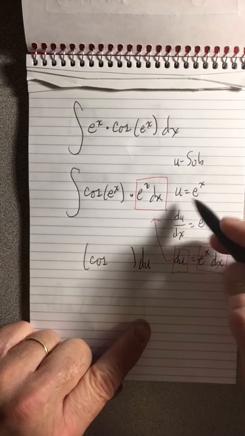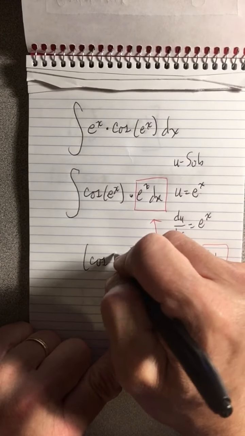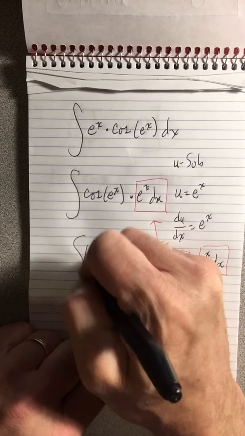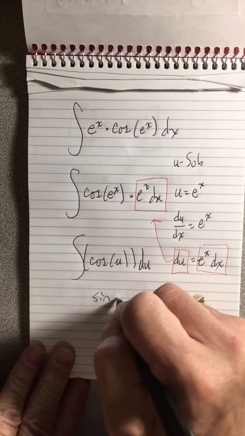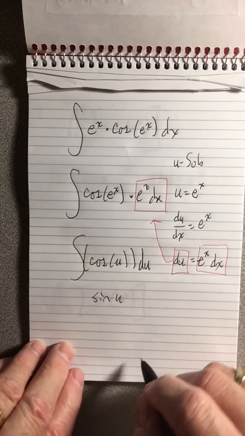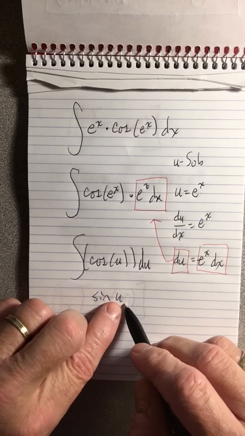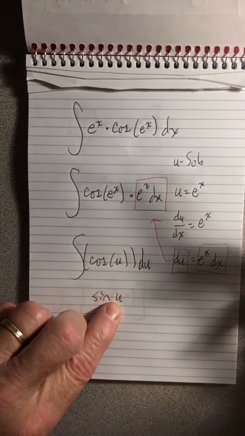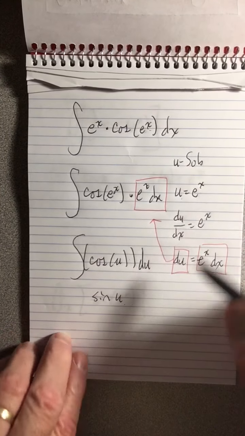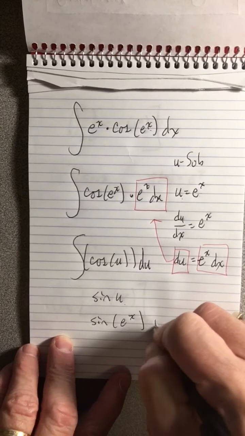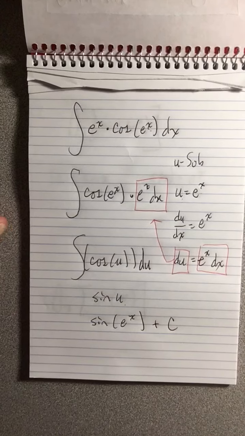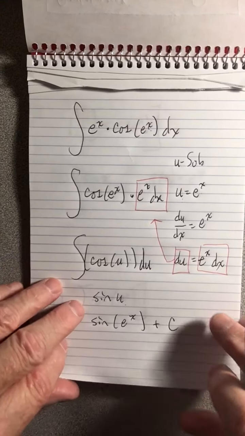And then I'm going to have this. But remember, we let u be e to the x, so I can put a u in there for e to the x, and we're integrating. And the integration of cos is sine. So we get sine of u. But we don't want u because our variable was x. So, oh yeah, u is interchangeable with e to the x, so I can rewrite it as sine of e to the x. And don't forget your plus c, baby. And that's how you do that.